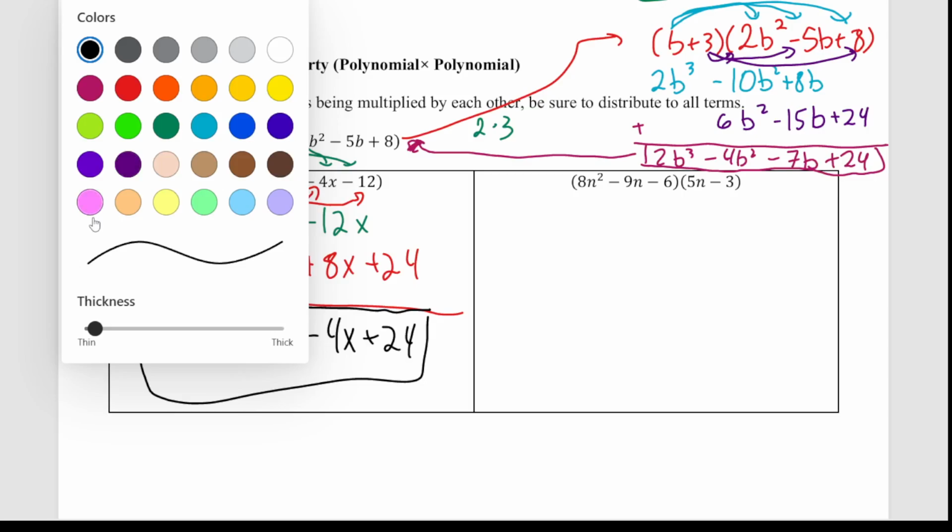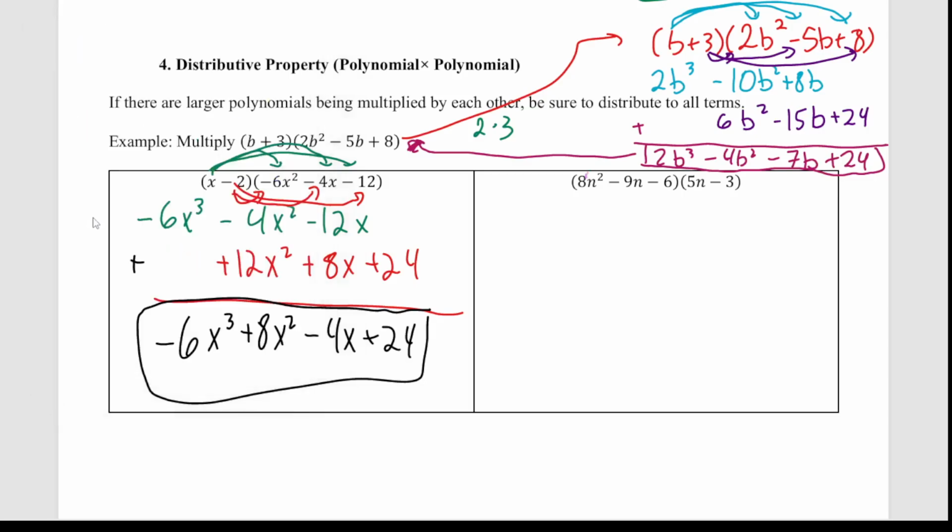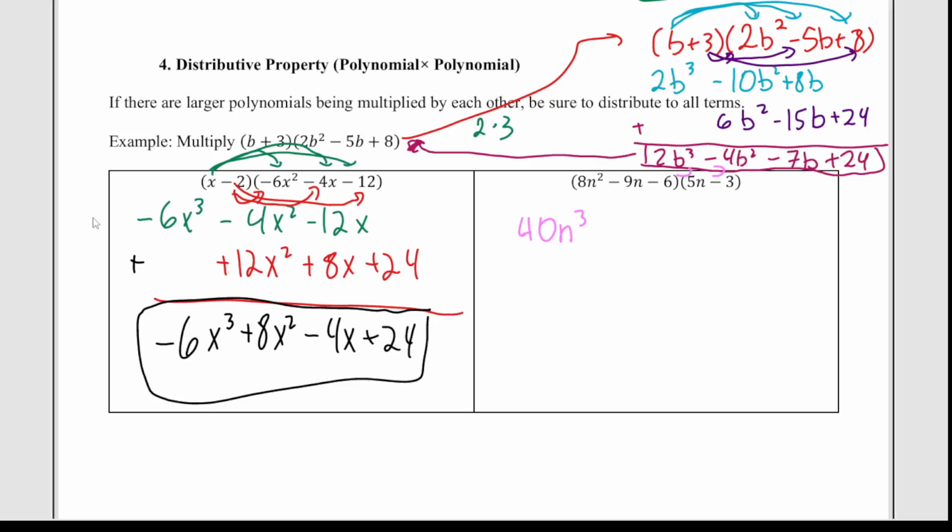For the next set of terms, same idea. So if we're going to have 8n squared times 5n, that will give us 40n cubed. Again, multiplying those coefficients and then using exponent rules to multiply those variables. 8n squared times negative 3, and I just sort of covered up the previous answer, so let me shimmy this a little bit more carefully so I'm not covering that up. 8n squared times negative 3 is going to give us negative 24n squared.